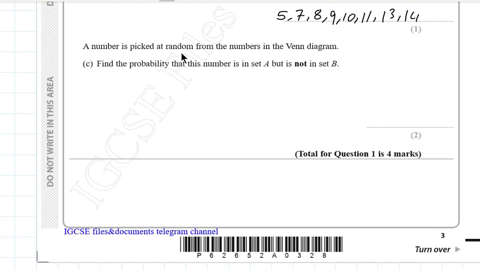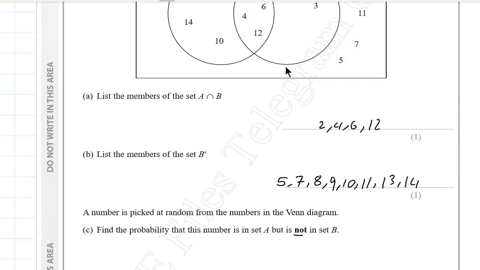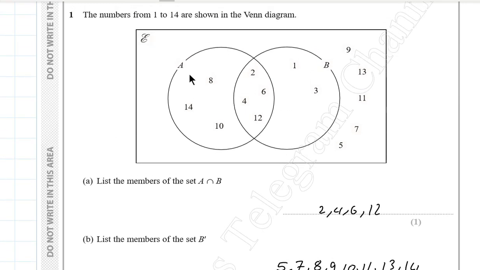A number is picked at random from the numbers in the Venn diagram. Find the probability that this number is in set A but is not in set B, which means A only. Don't forget that we have here maybe four regions, okay? We have elements in A only, and we have elements in B only. We have A and B, and we have out of A and out of B, outside them, okay?